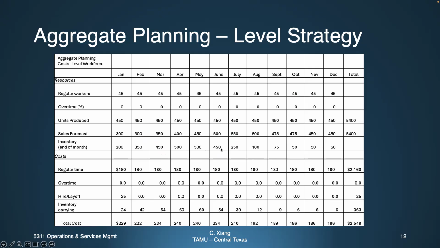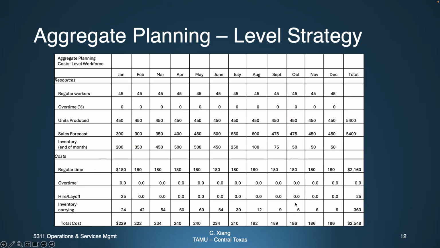So now you have this plan. This is your decision, okay? And this decides your capacity, and this is the resulting inventory situation. And from past experience, you have the cost data. The regular production, what's the cost of them? There is no overtime, no new hire or layoff, and inventory carrying cost is this. You can calculate the total, and the total cost is 2,548. Okay, so that will be our focus.